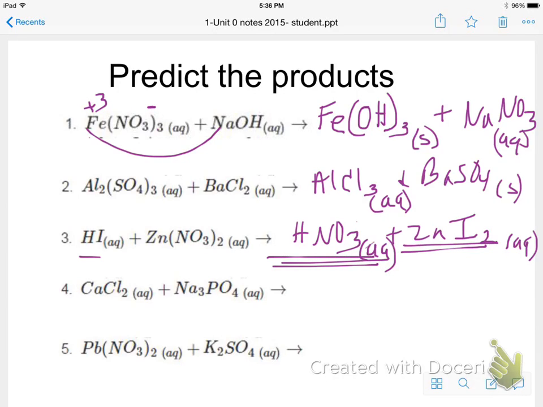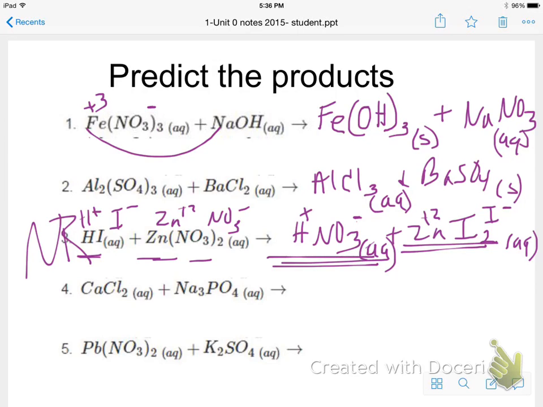So if I look at this, this is going to be no reaction, because the ions I have here, I formed nothing new, because what I have here is H plus and NO3 minus floating around. I have zinc +2 plus I minuses floating around, but that's also what I had over here. I had H pluses and I minuses. I had Zn +2s and NO3 -1s. I've had the same thing forming. Same thing that I started with is what's formed.